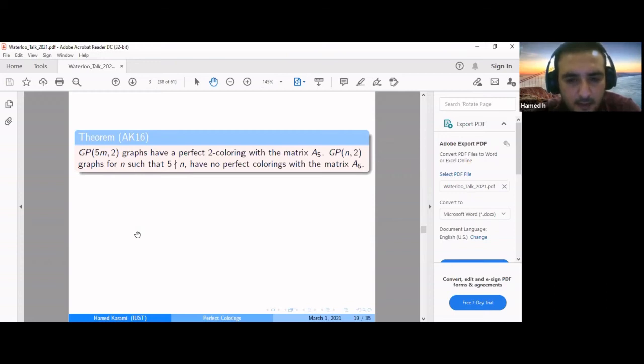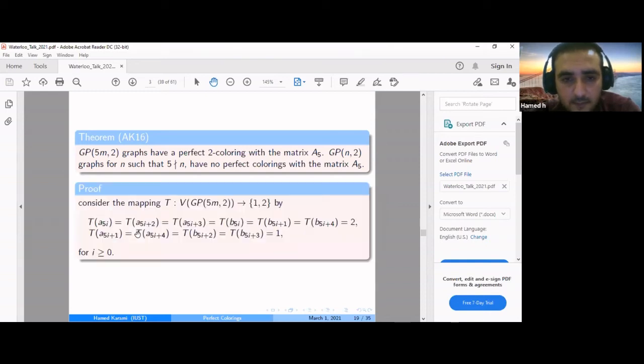For the matrix A5, GP(5m, 2) graphs have a perfect two-coloring with the matrix A5, while GP(n, 2) graphs for n such that 5 doesn't divide n have no perfect two-colorings with the matrix A5. For the first part, we give a construction, and the second part is trivial by the proposition for counting the vertices, the white vertices in the graph.